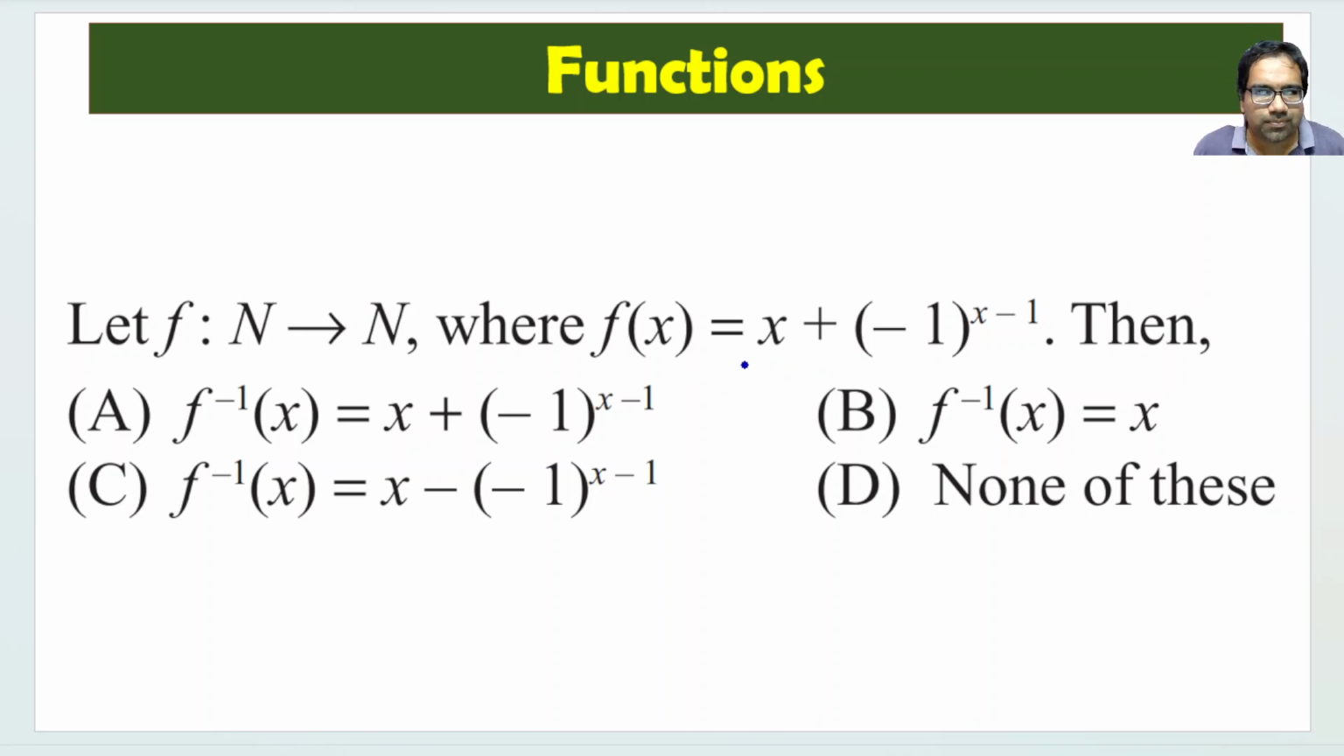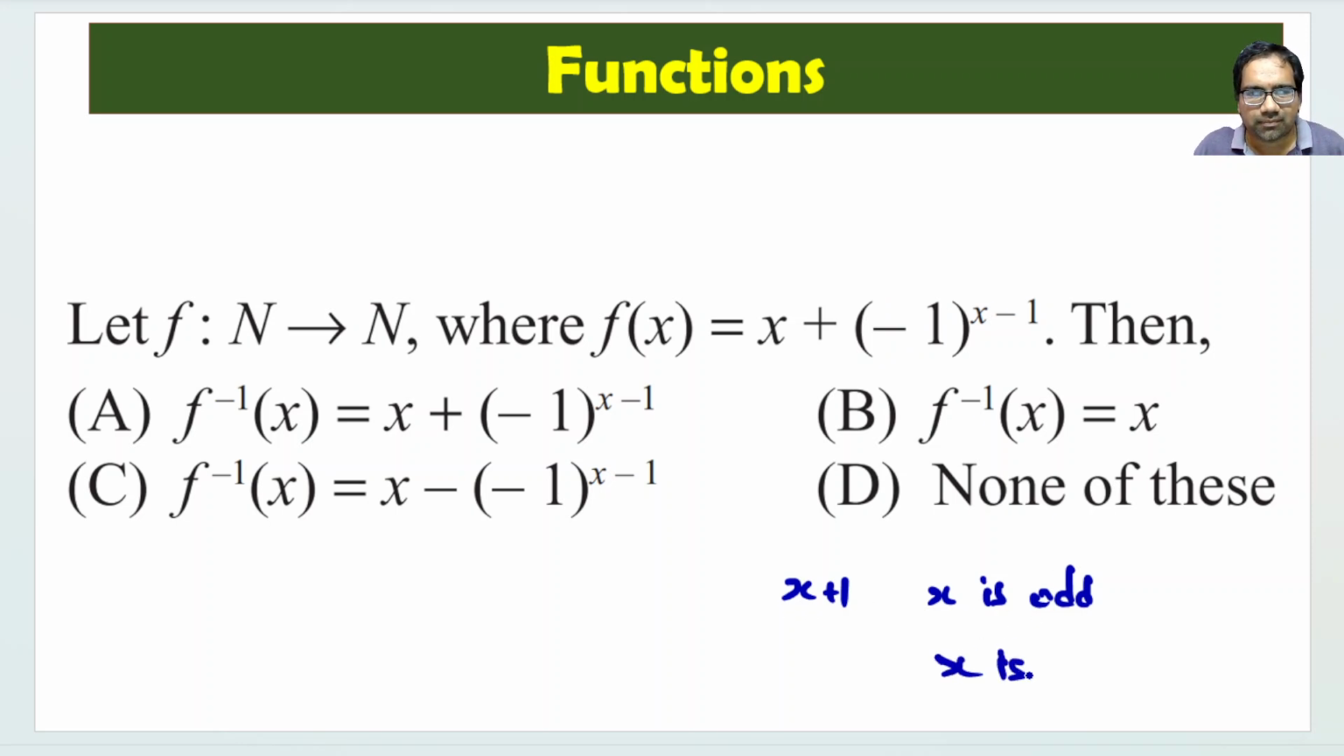Now here we can see (minus 1) to the power x minus 1. All natural numbers means they can be odd or even. If x is odd, obviously x minus 1 is even. Minus 1 to the power even becomes 1. So this becomes x plus 1 if x is odd.